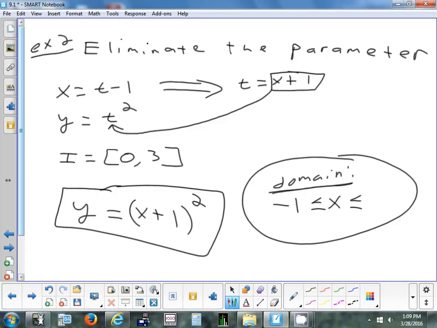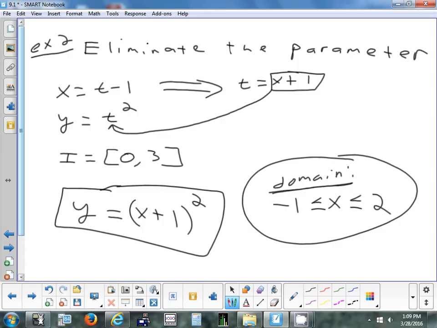And then how about to the right? 2. Take 3, fill it in for t. 3 minus 1 is 2. Now, if I did ask for the range, what's the lowest and what's the highest this function goes? Zero to 9. Yep. The lowest result you'd ever get is if you fill in 0 and square it. The highest result, 3 squared, would be 9. Okay. Any questions on that one?